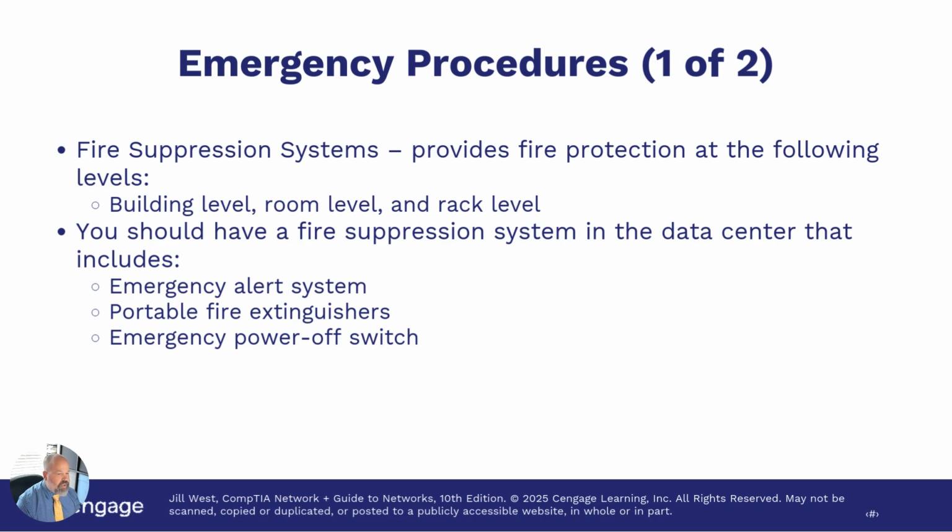Networks aren't just about data, safety matters too, of course, and fire suppression systems exist at building, room, and rack levels. Data centers need an emergency alert system, portable fire extinguishers, and an emergency power off switch. Fire safety is like backups. You hope you never need it, but you're glad it's there if you do need it.